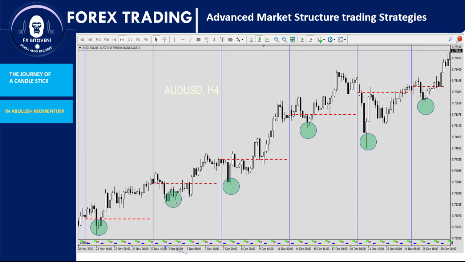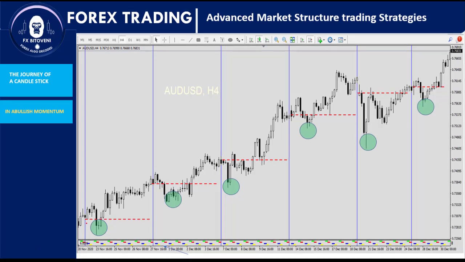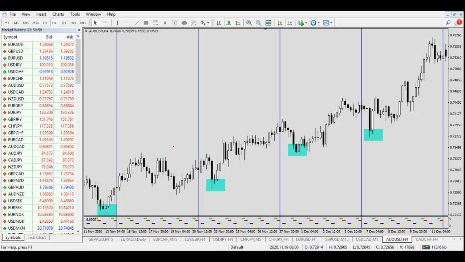Now, we have an idea. What if we wanted to focus on this level? For example, how can we take an entry here? It is something we are going to cover. Now we are inside our MetaTrader.